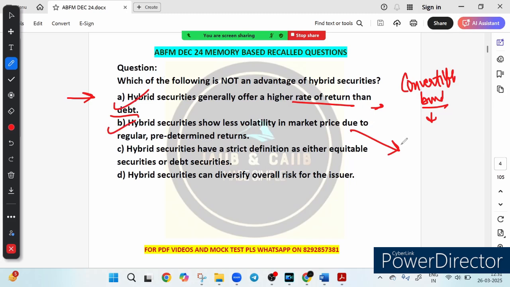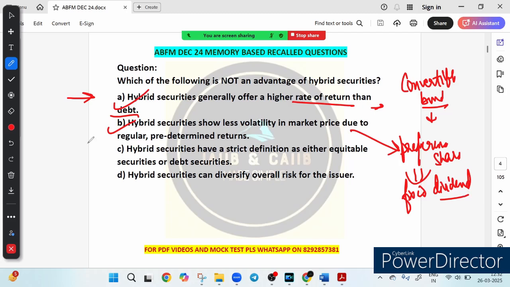For example, suppose you invest in preference share. You get fixed dividend. So even if the stock market crash, you will still receive your dividend. Unlike common stock where price can go up and down drastically, hybrid security remain relatively stable.